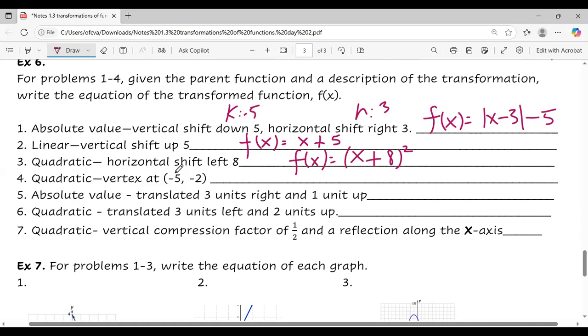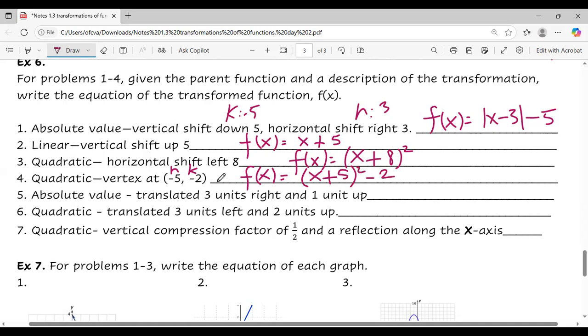Quadratic with a vertex at -5, -2. Well, we already know that the vertex is made up of h and k, so they're giving us everything we need to write the equation. So f of x equals, and by the way, this is quadratic, so it's going to have a square. Remember h being -5, when you plug it in, that equation is x minus -5. That makes it a positive. So x plus 5 squared, and then minus 2 because the k doesn't change.